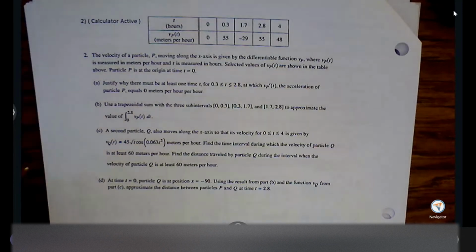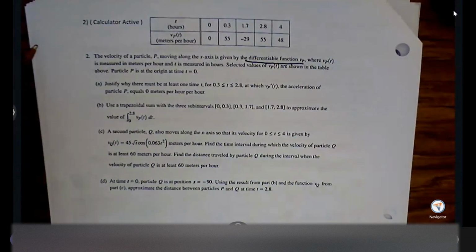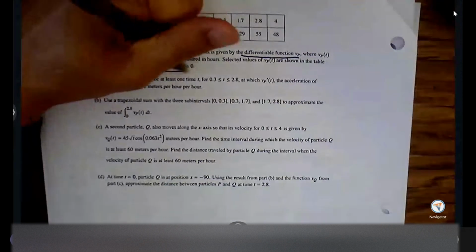Okay, so number 2, velocity of a particle, p, moves along the x-axis given by a differentiable function, so smooth curve, where v of p of t is measured in meters per hour and t is measured in hours. Select values of v of t are shown. Particle p is at the origin at t equals 0.